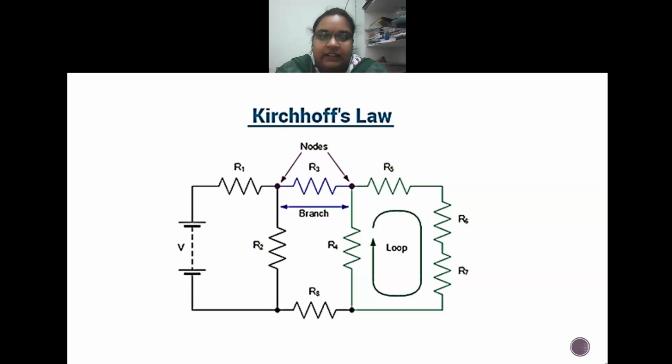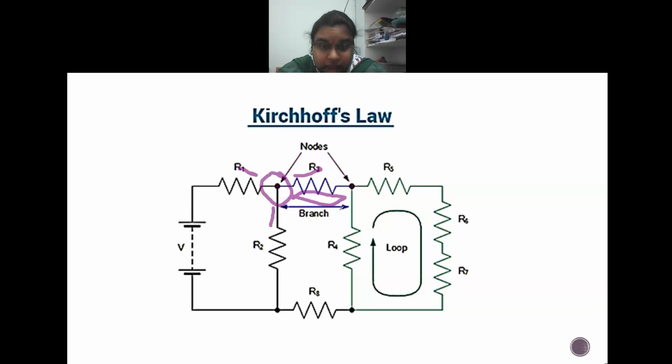If you can see here, he is showing us the nodes, and he is also giving us what a branch is. A branch is a connection between two of the nodes. Nodes are the points where two or more elements are being connected. If you can see in this first node, there are three elements being connected, that is R1, R2 and R3.